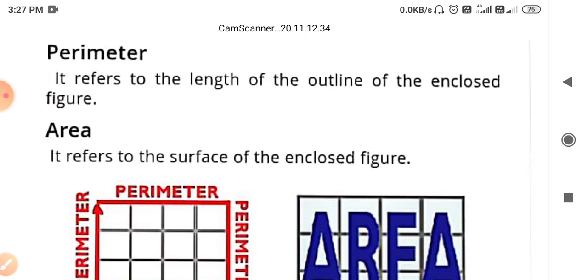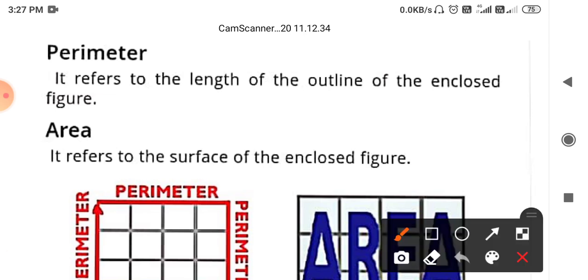So the first point is perimeter. What is the perimeter? It refers to the length of the outline of any enclosed figure. It means if any polygon is given, the sum of all sides is also called its perimeter.